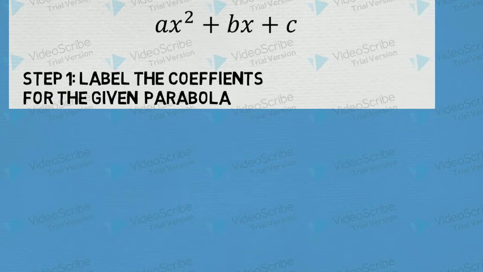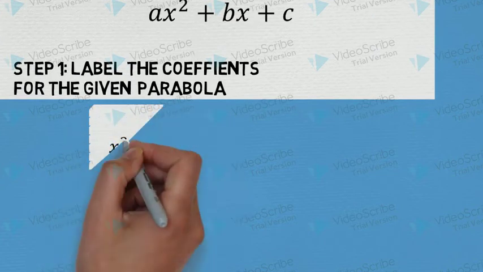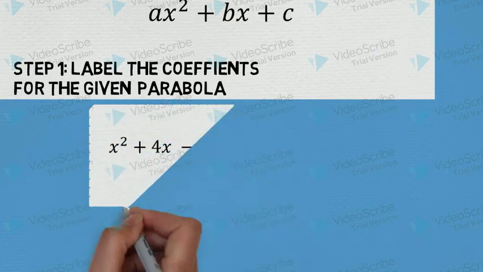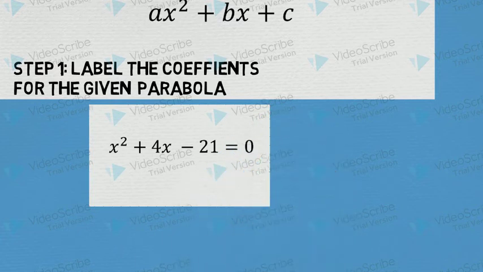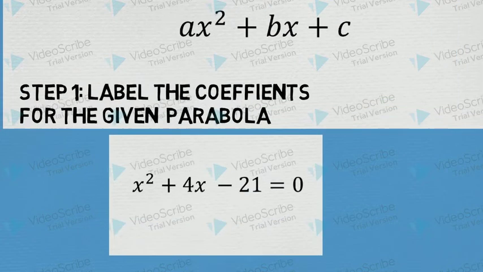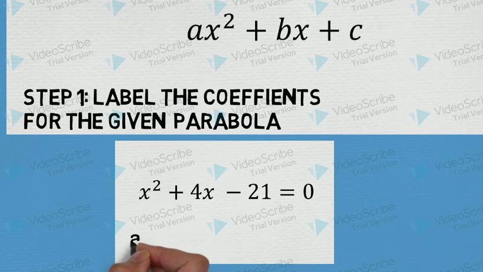So let's start with only labeling the coefficients a, b, and c. Let's look at this quadratic function. x squared plus 4x minus 21 equals 0. Remember, we set quadratic equations to 0 in order to be able to use the quadratic formula.